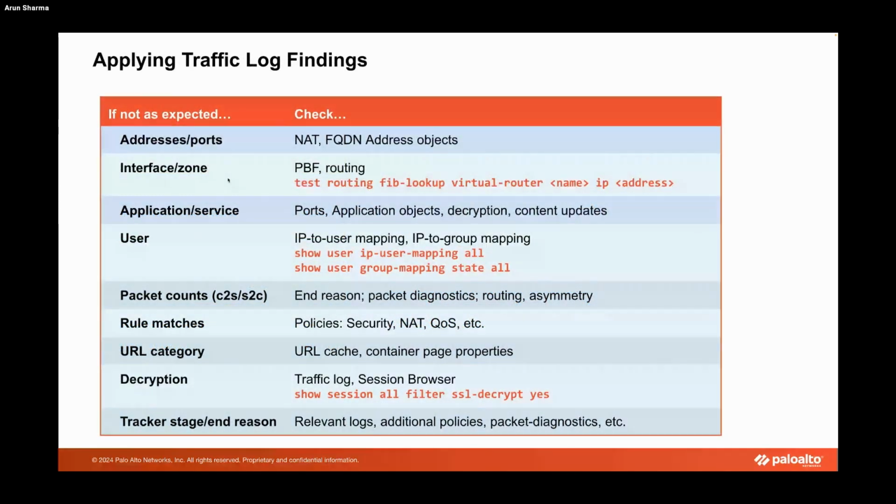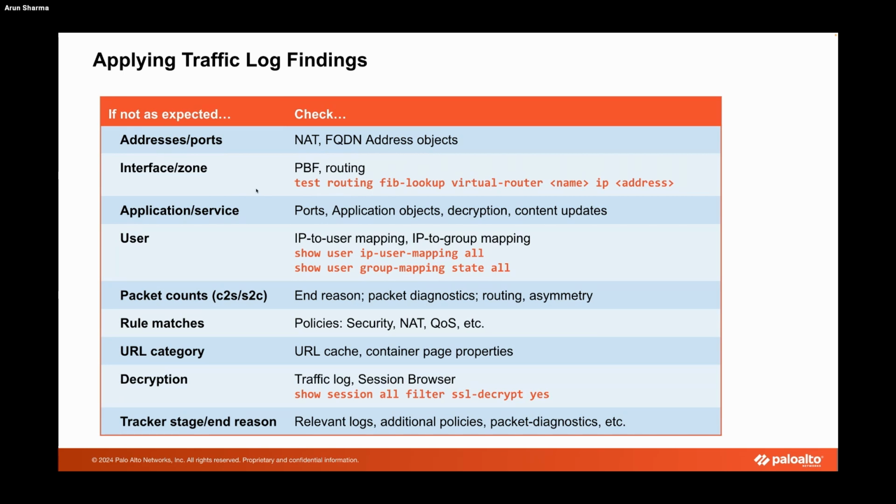Okay, if something is not expected, what do you have to check in the traffic logs? The source address, destination addresses, ports, NAT. Are we using FQDN? Then we have to examine those FQDN address objects. Is there any policy-based forwarding for the routing? We can have a good test command here.